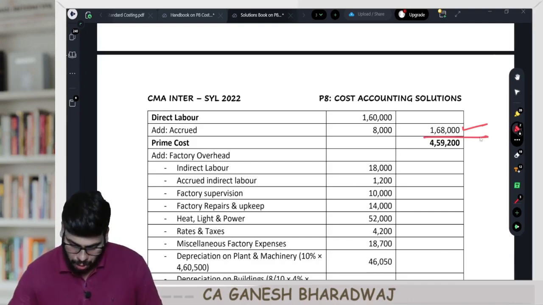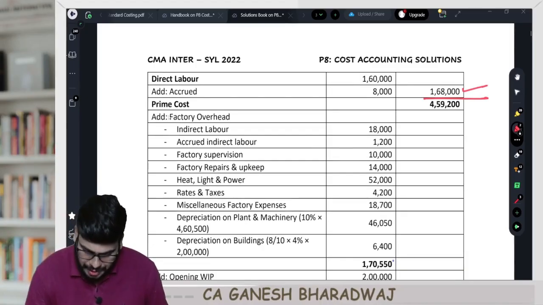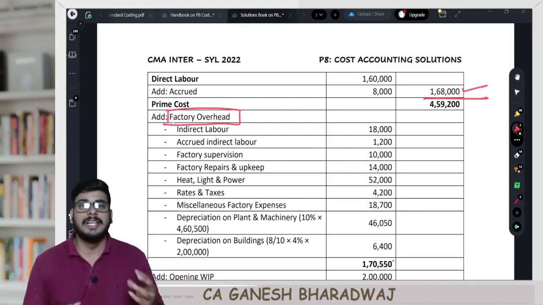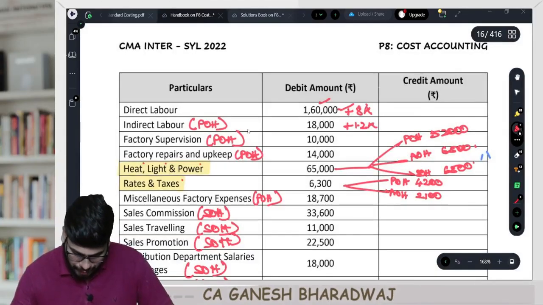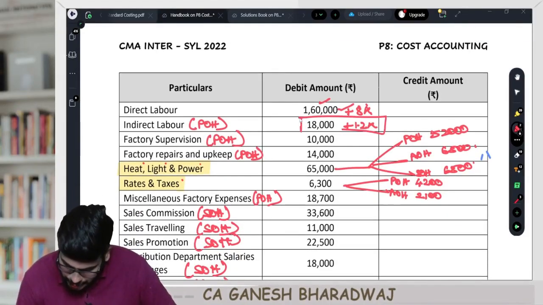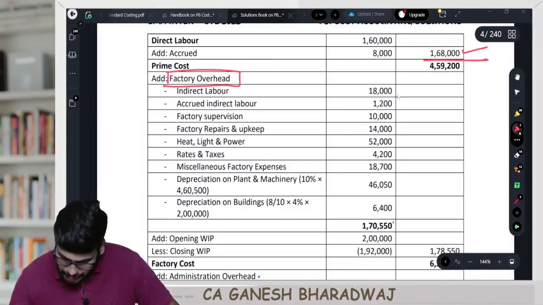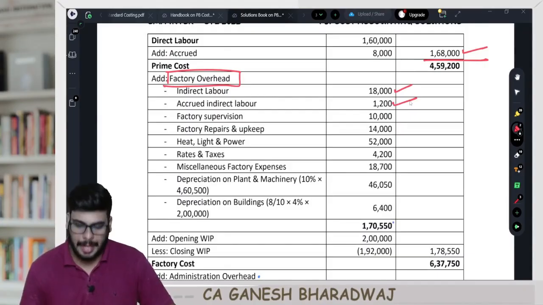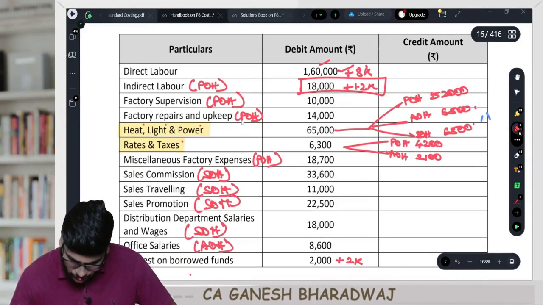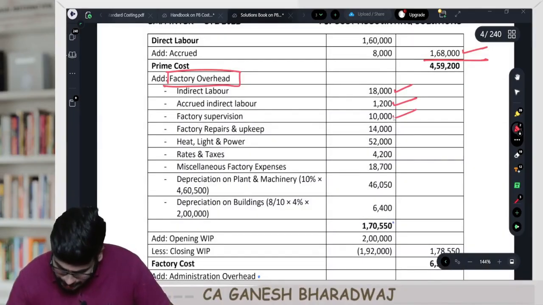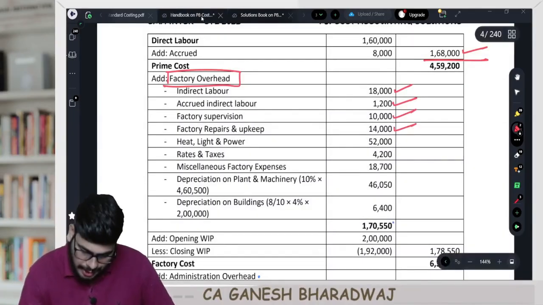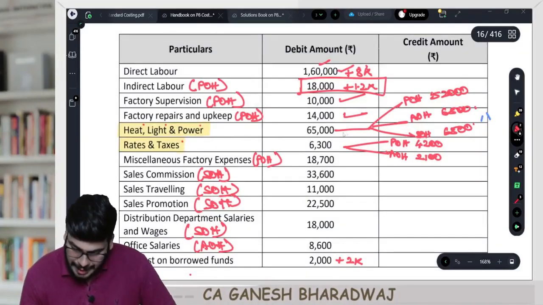Now, to this prime cost, what you need to do is add your factory overheads. Predominantly in most of the sums, there will be multiple components of this factory overhead. Now, what are the different components of factory overheads here? Look at this. First, indirect labor, how much is it? 18,000 plus 1,200. Are you clear with this? Then, what other figure we've got? Supervision, 10,000 rupees. Factory repairs and upkeep, 14,000 rupees. Clear with this, guys?